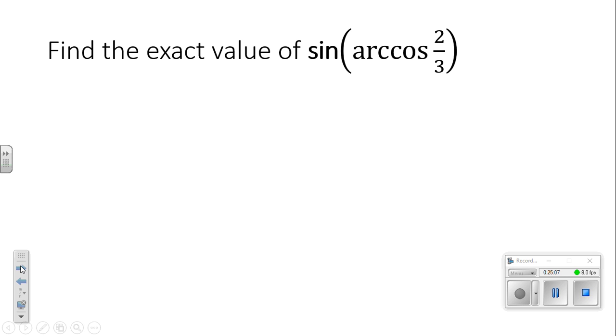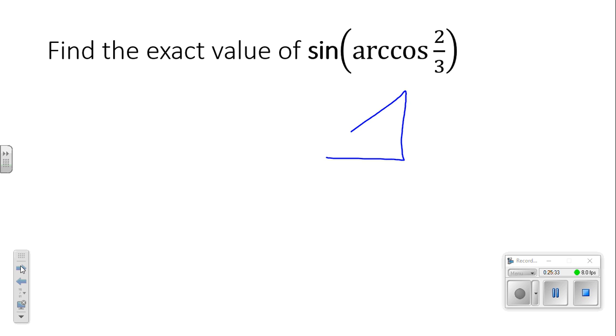Sometimes we like to mess with you a little bit and say, hey, tell me the value of the sine of the arccosine of 2/3. So first of all, this is the exact value, so I don't want a decimal. I want something with radicals in it. But do we know the arccosine of 2/3 off the top of our head? Is that one of our special angles? No. So let's think about what this means in terms of a right triangle.